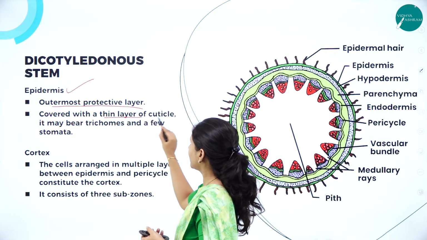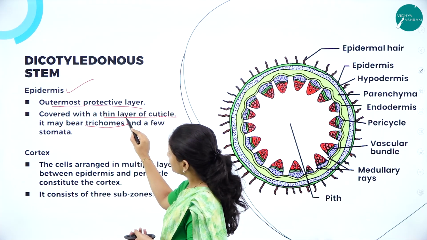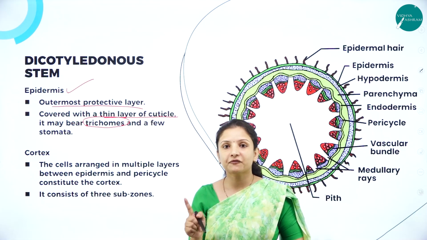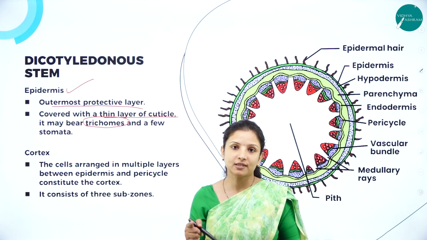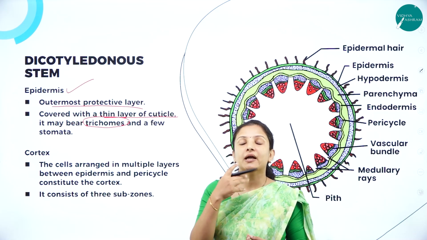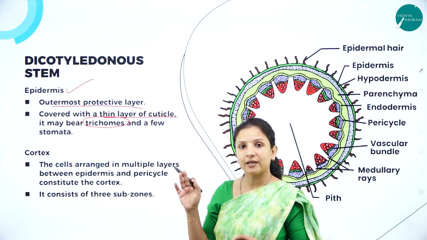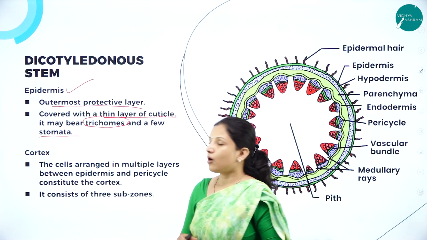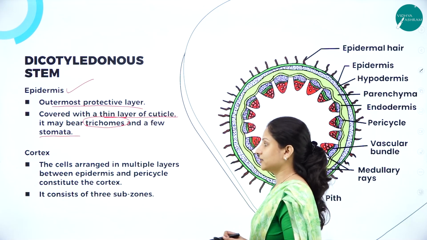So it consists of a thin layer of cuticle and it bears trichomes. Why am I using the word trichome here? Because in that session we had learned that there is a difference between the hair and the trichome. The thread-like structures that arise from the root, we call root hairs, and those hair-like structures that arise from the epidermis of the stem, we call trichomes. So they bear trichomes, and apart from that, the stem also has a few stomata. What stomata are and all that, you can go back to that session and have a look at it to understand that.